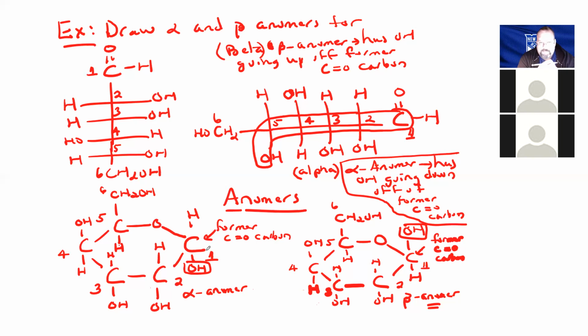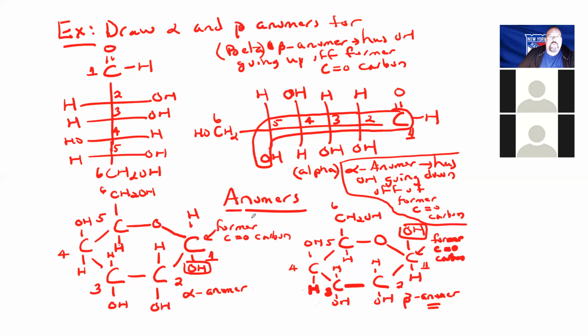Yes, I have a question. Sure. So to differentiate between both the alpha and the beta, it's the OH. It's where that OH on the original C=O carbon is? Yes. Not the other OHs, just that.